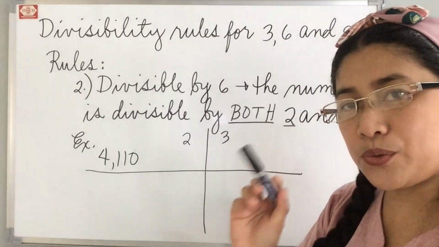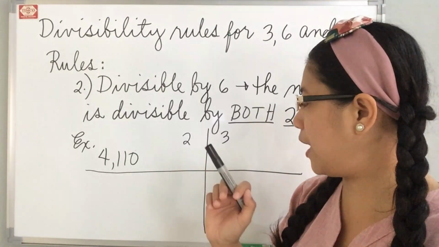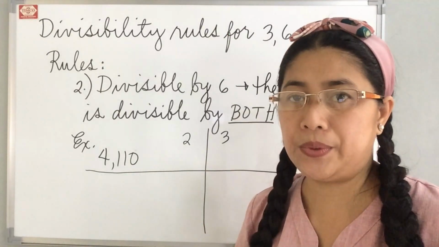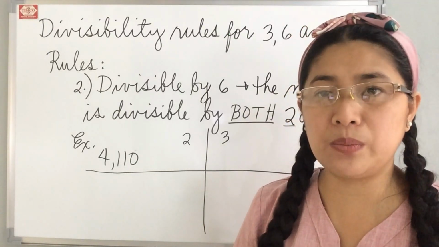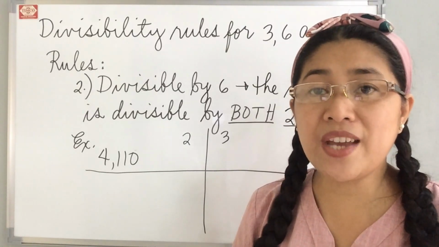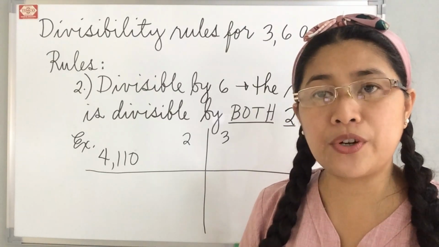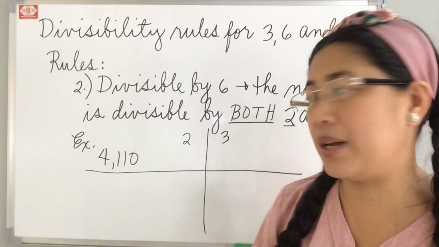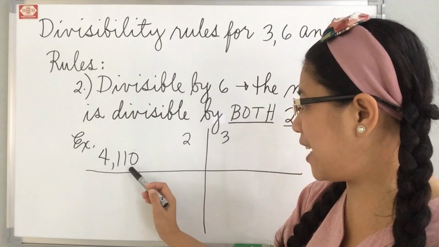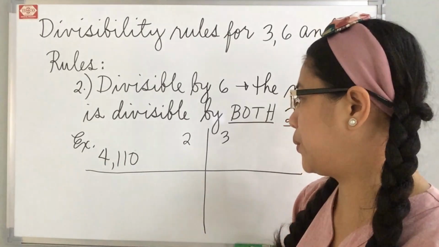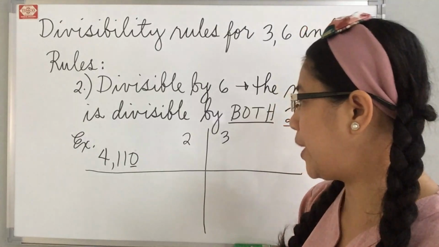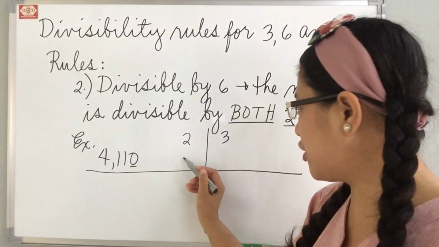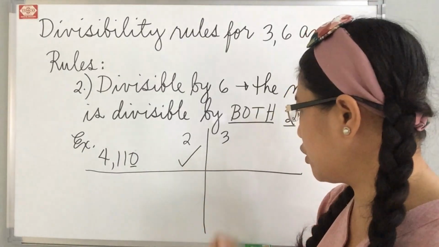Now, first one, let's identify if this number is divisible by 2. If you still remember our rule for number 2, if a number ends with 0, 2, 4, 6, or 8, therefore it is divisible by 2. Now, 4,110 ends with 0. So, is it divisible by 2? Yes. So, let's check here under number 2.